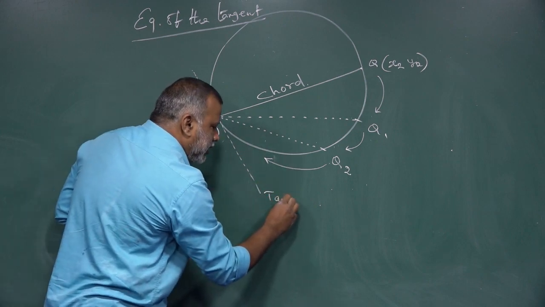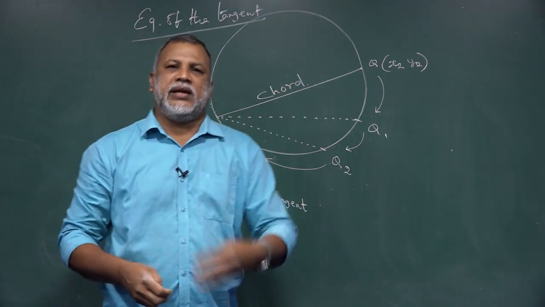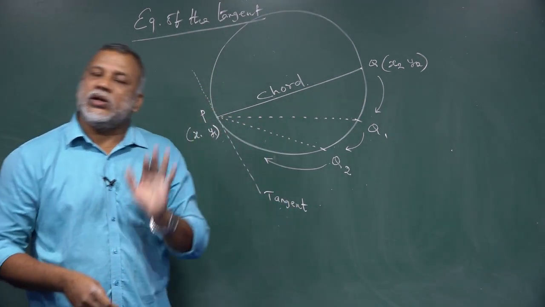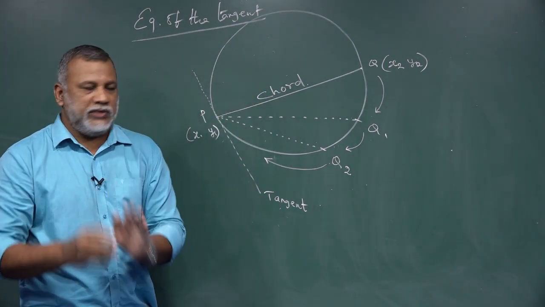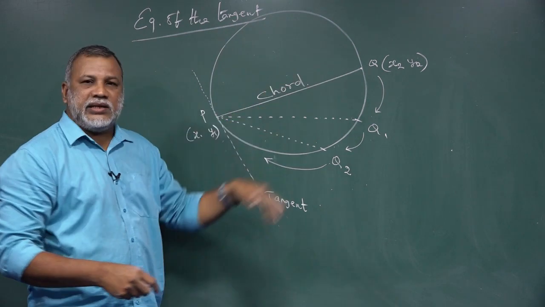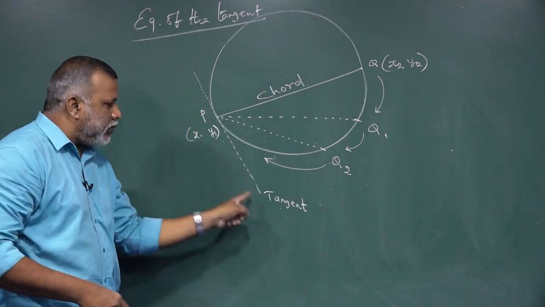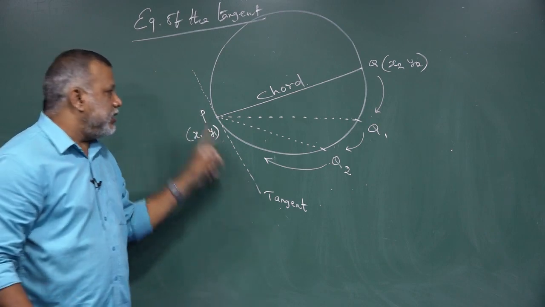This is called a tangent. From your lower classes, that means your 10th standard and 11th standard, you are discussing the tangent. What is the meaning of tangent? It touches the curve. Curve is a common word. Here we are selecting a circle. It touches the circle at only one point. This is called the equation of the tangent.